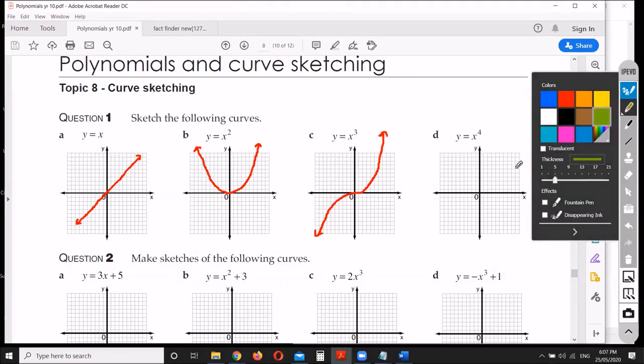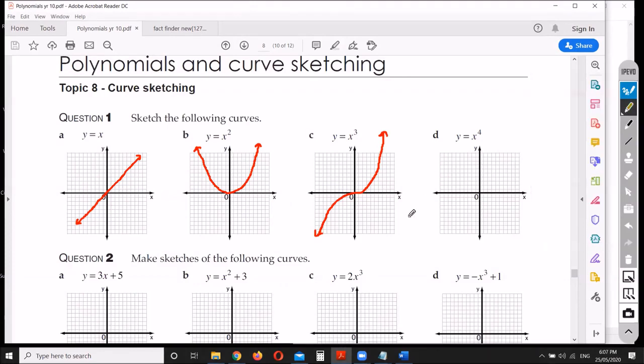I'll introduce you to some of this terminology now. Not only is it called a root or an x-intercept, but it's also called, now this is worth remembering, a point of inflection. Either spell it with an X or with a CT. Point of inflexion or point of inflection.